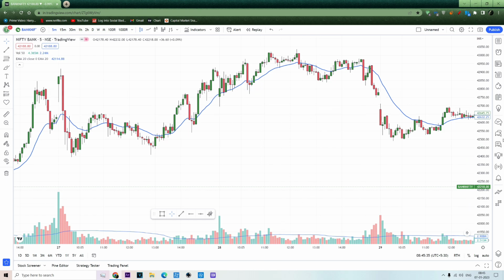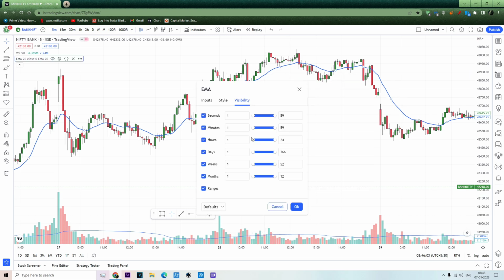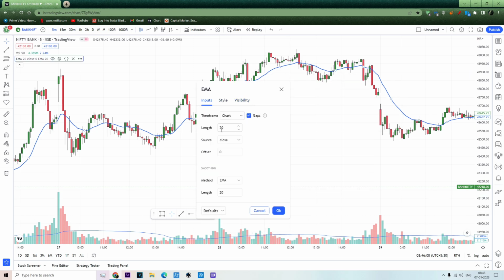Now, what do we need for this strategy? Number 1, we need Japanese candlestick bars. Number 2, we need the 20-day exponential moving average line. So this blue color line on the charts, you can see, is the 20 EMA. How do you set it? You just have to search EMA, exponential moving average. Any particular EMA will work. And once you have set it, you just have to right click on the mouse and go to settings. And here in the input side, the length should be 20.